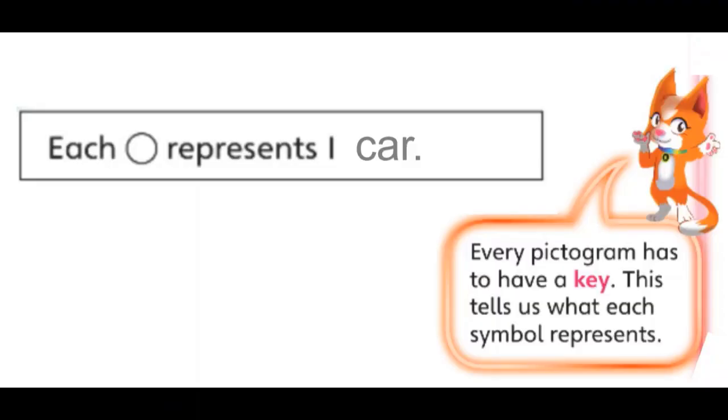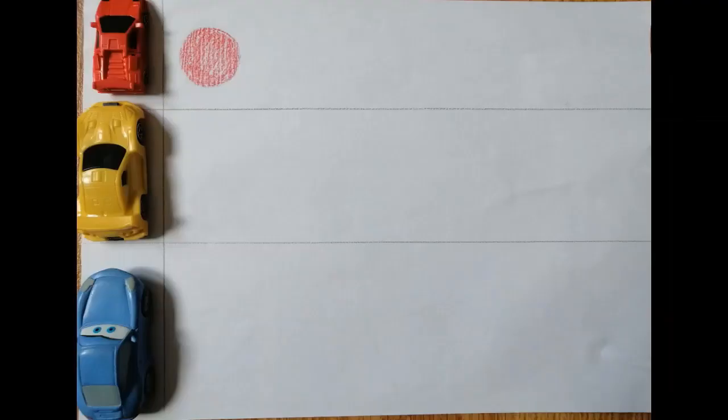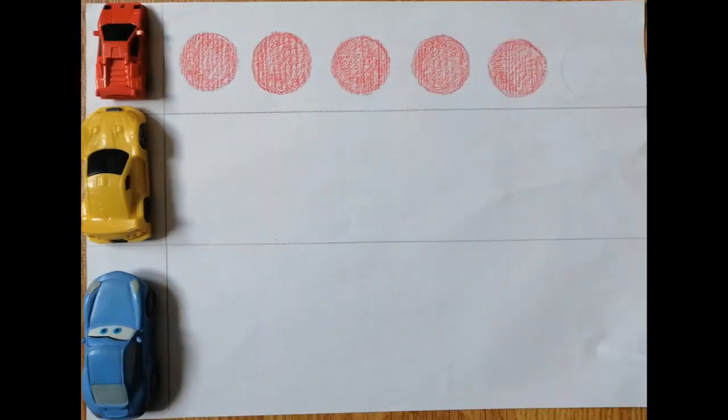In pictograms, we are using pictures or symbols to represent an object. Sometimes a picture or a symbol can be worth more than one. Every pictogram has to have a key. This tells us what each symbol represents. In our pictogram, we will be using circles. Each circle will represent one car.